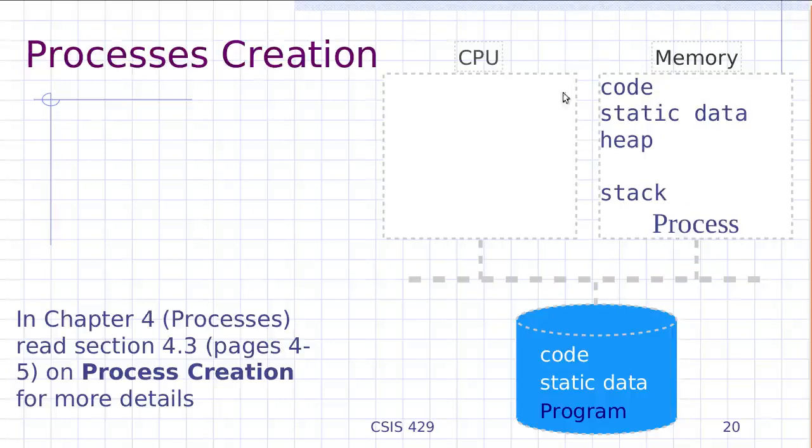So this is all discussed in chapter 4 on processes. Definitely read section 4.3, that's pages 4 to 5, on process creation for how processes are created, but here's a simple idea. You take your static code and all of that in your file and load it up into memory and start executing instructions. That's how programs run.